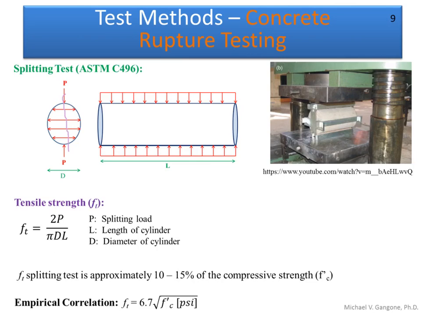Now, there is an empirical relationship that states that through experimental testing, they can determine that the tensile strength is usually between 10 and 15% of the compressive strength. So that's a good number to remember: if you have 4,000 psi concrete, you can typically anticipate the tensile strength to be somewhere around 400 psi. A good rule of thumb is that the tensile strength is around 1/10 of the compressive strength.